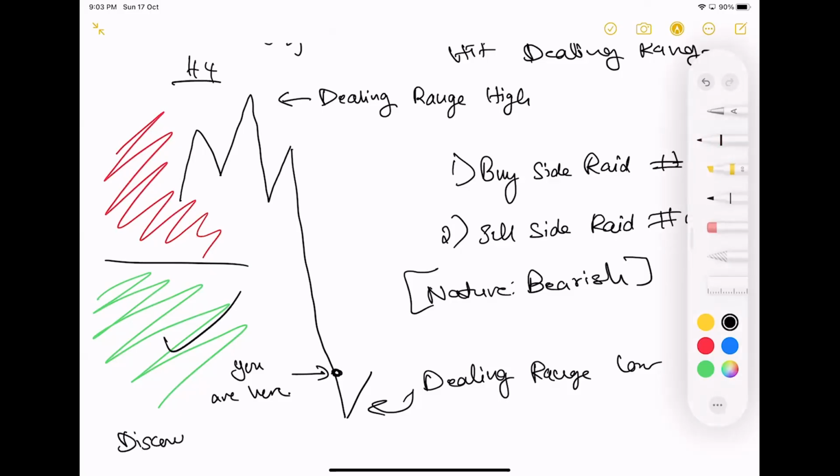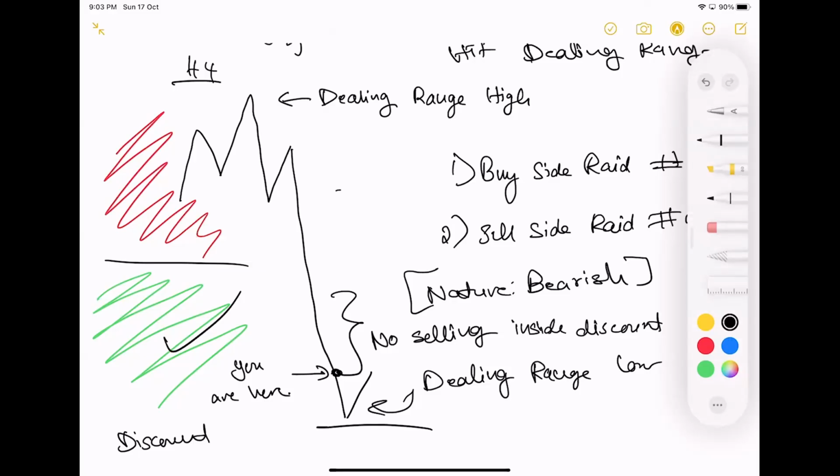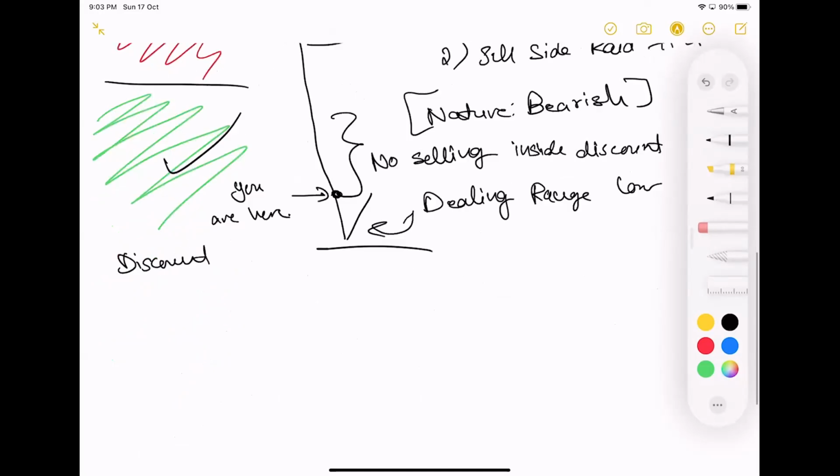So now you understand that when we are in a bearish dealing range, selling inside of discount is a no-no. No selling inside discount. You want to be buying inside discount. Selling your larger trade that's going to take out this low is going to be up there inside of premium, following the PD array matrix. You get me, everyone? Good. Then let's look at the next one.